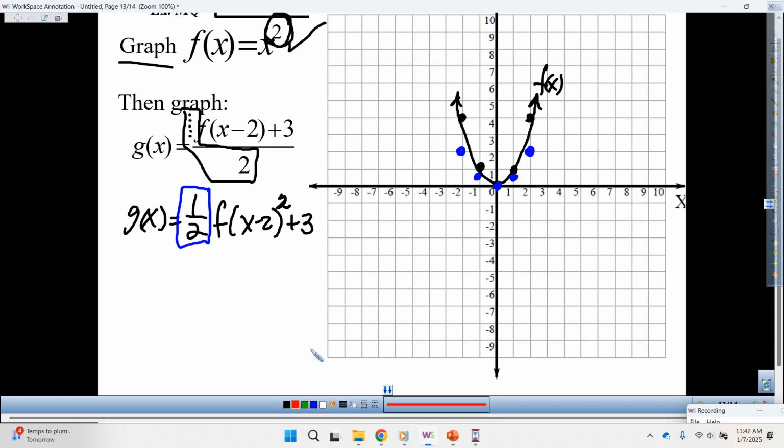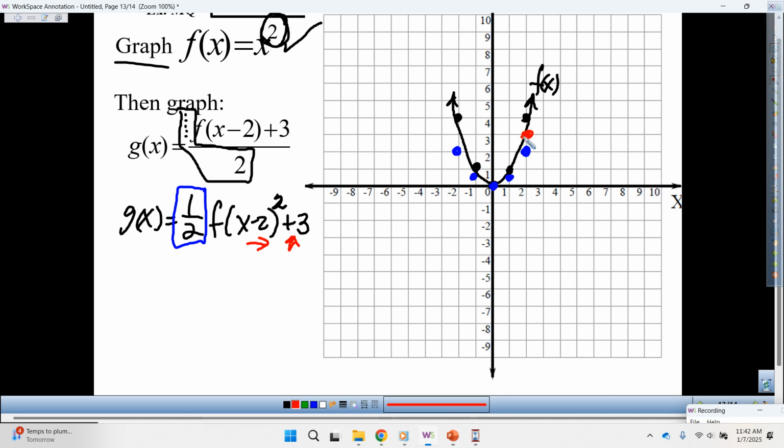Tell your neighbor, and then Joseph's going to pass it to someone. What do we do next? Joseph, pass to someone. Elijah. 2 to the right and 3 up. That is correct. So I'm going to start at 0, 0. 2 to the right, 3 up. There it is. And then half and half. And then 2 and 2, 2 and 2, 2 and 2. And that is my g of x.